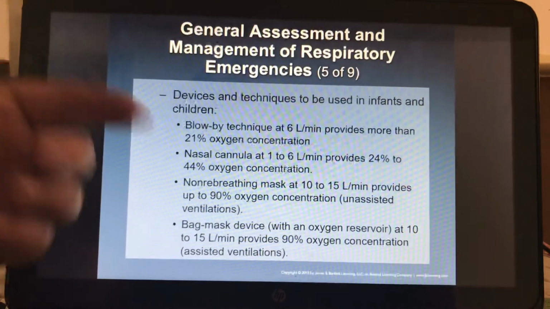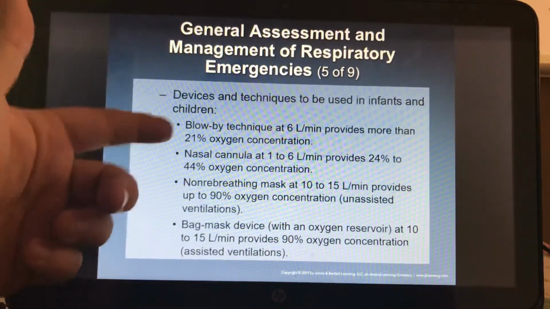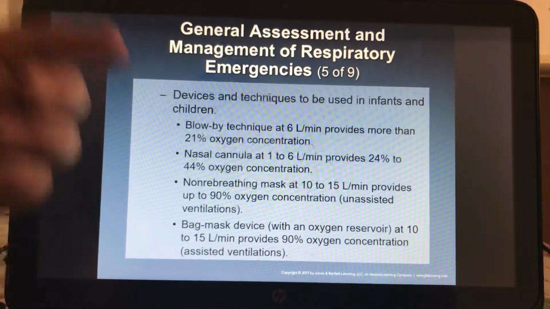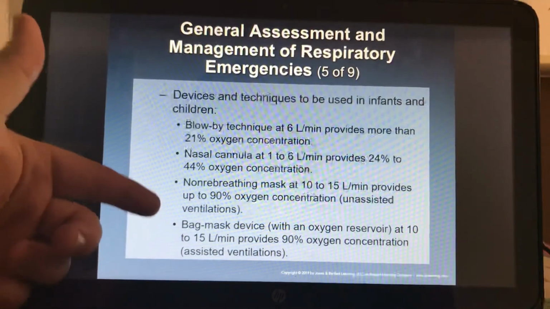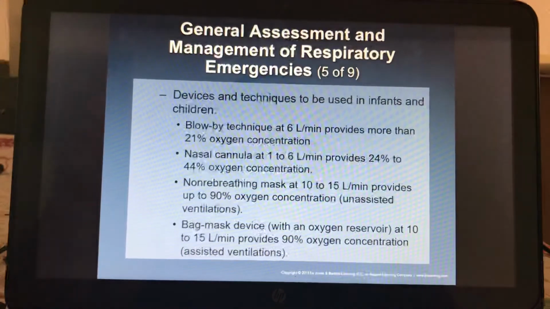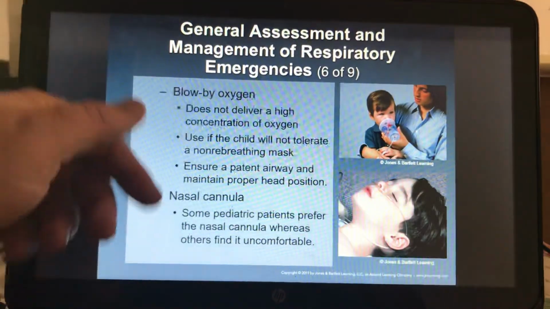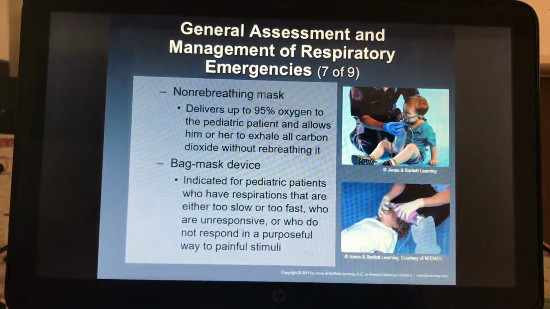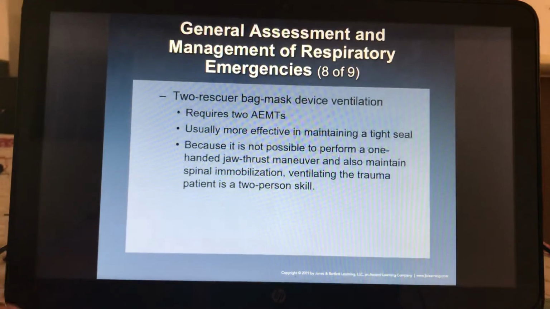So then they talk about percentages going forward. If you do get them on a nasal cannula, between 1 and 6 liters, it's 24 to 44%. Non-rebreathers, 90-95%. And BVM is pretty much 90 to almost 100%. So that's what they want to talk about. Blow-by, they're talking about this and more about it. You guys already know about this stuff, and we just kind of discussed it right then and there.